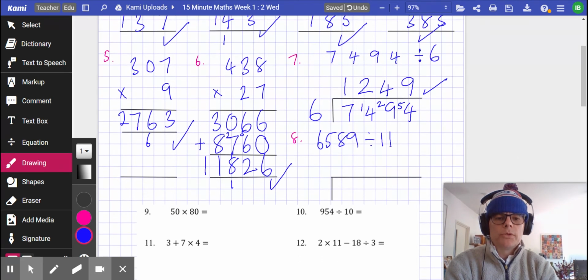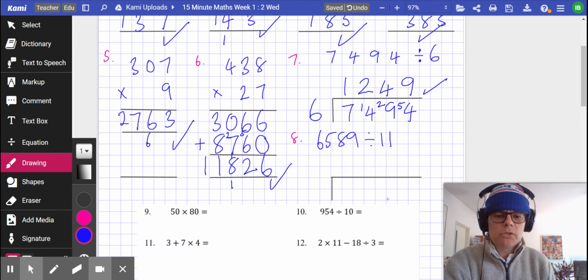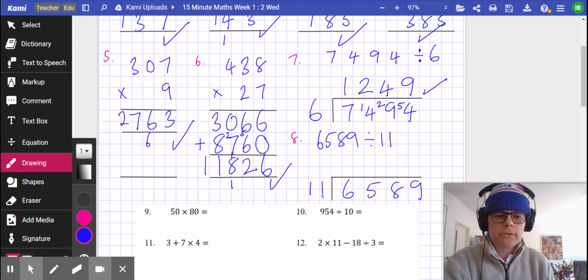Bit of a trickier one when we're dividing by 11, but let's see if we can do it. We should know our 11 times table. And some people might be tempted to use long division here, but try and keep with a bit of mathematical thinking and just try to use this short division. So 6,589 divided by 11. Let's see if we can do it in short division.